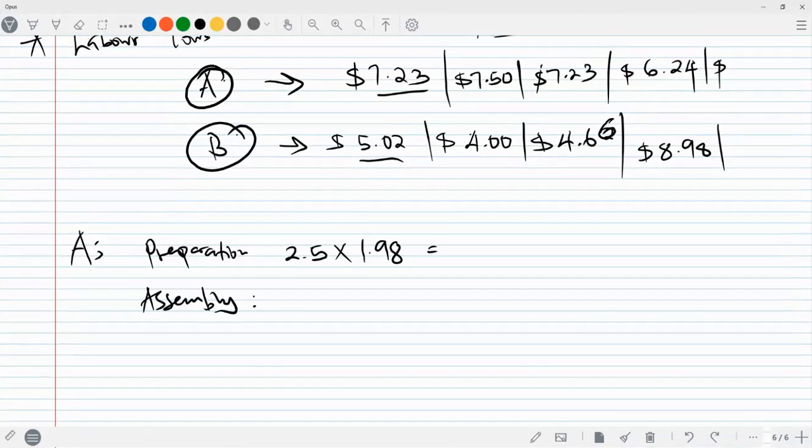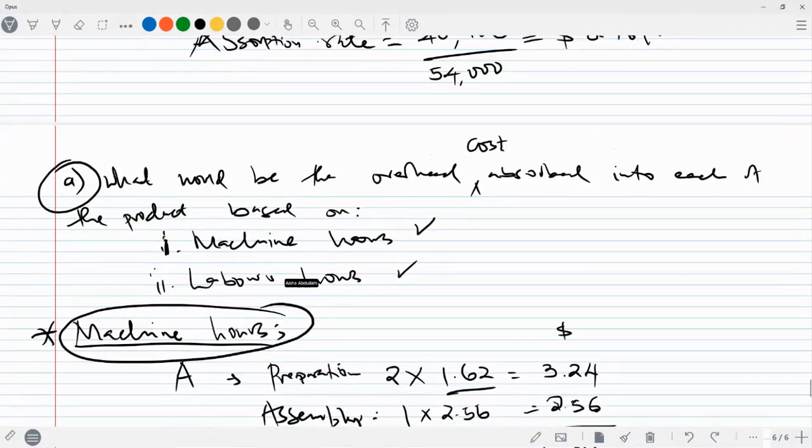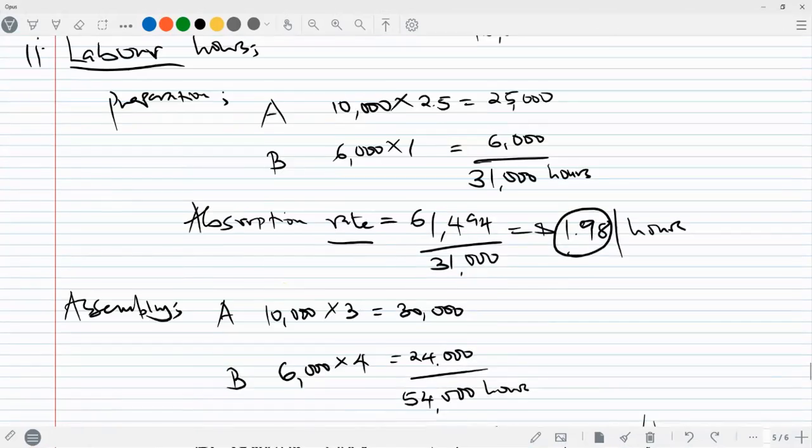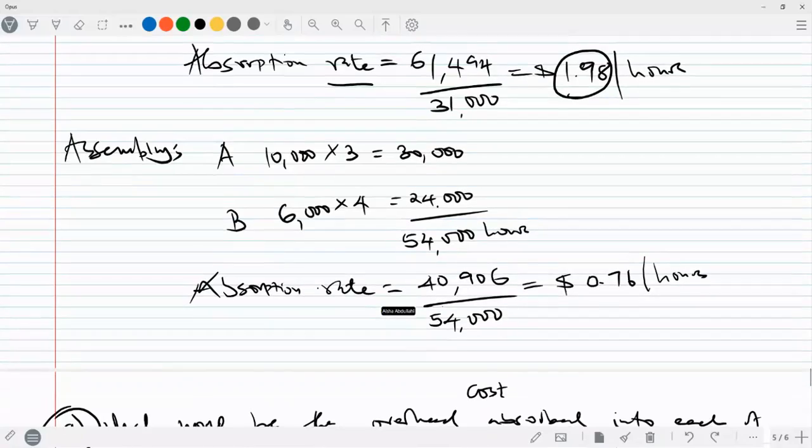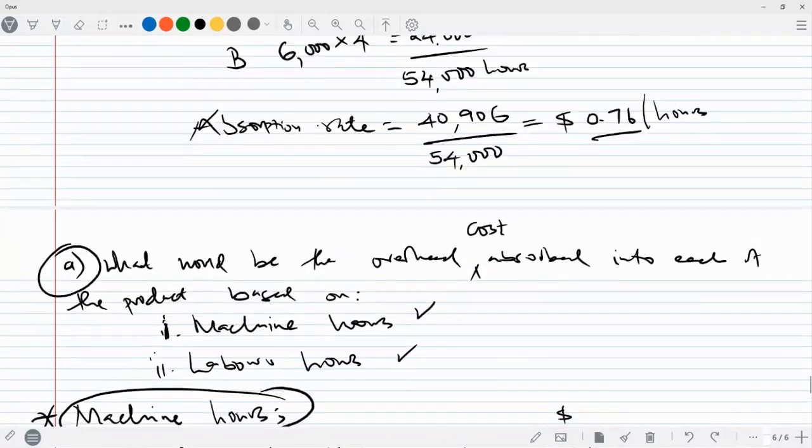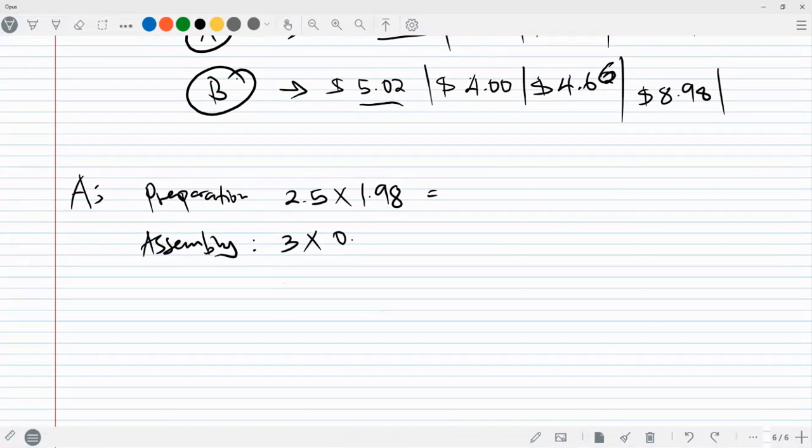For the assembly department, the labor hours that product A takes is 3 hours. We multiply by the rate, based on labor hours, sorry, the rate is 0.76. Therefore, 3 times 0.76. How much for the preparation department? 4.95. The assembly department? 2.28. Total? 7.23. And therefore, that is the production overhead cost that should be absorbed in product A.